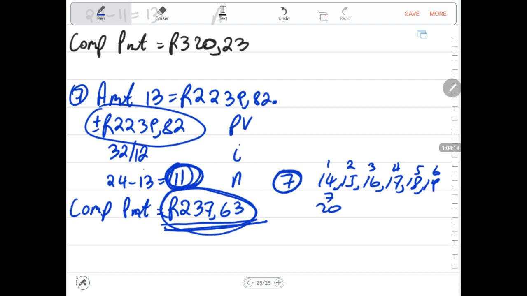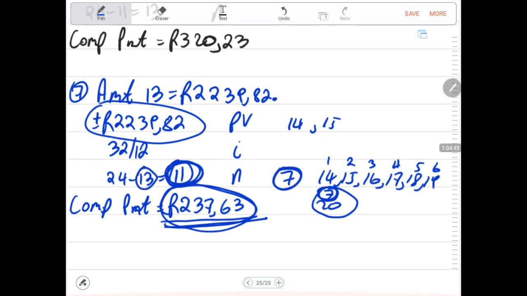We don't say amort 20, we say amort 7, because the seventh payment in this new period, the seventh payment in this remaining 11 months, is the 20th month. Why am I saying that? Because we're starting in month number 14, 15, 16, 17, 18, 19, 20. So we're calculating 7 months, of which 13 payments were already made before there was a change in the interest rate. Hence we say amort 7.